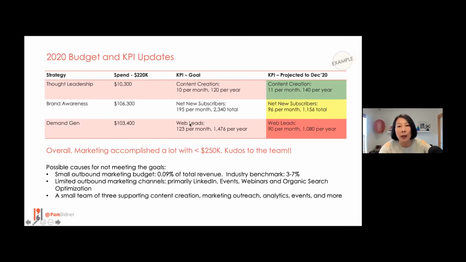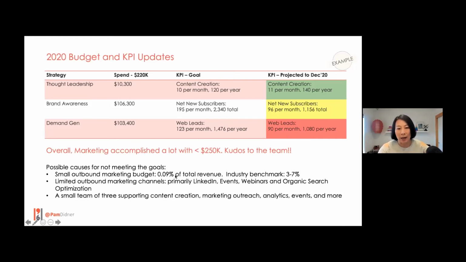The demand gen is web leads. This is the lead that she is responsible for. This is not sales leads. This is not anybody else's. It's not biz dev. It's not SDR. It's the people that come to the website and fill out contact us, right? So she committed to an average of about 123 leads per month, but so far, again, not so good, only 90 per month, okay? So we put that as red.